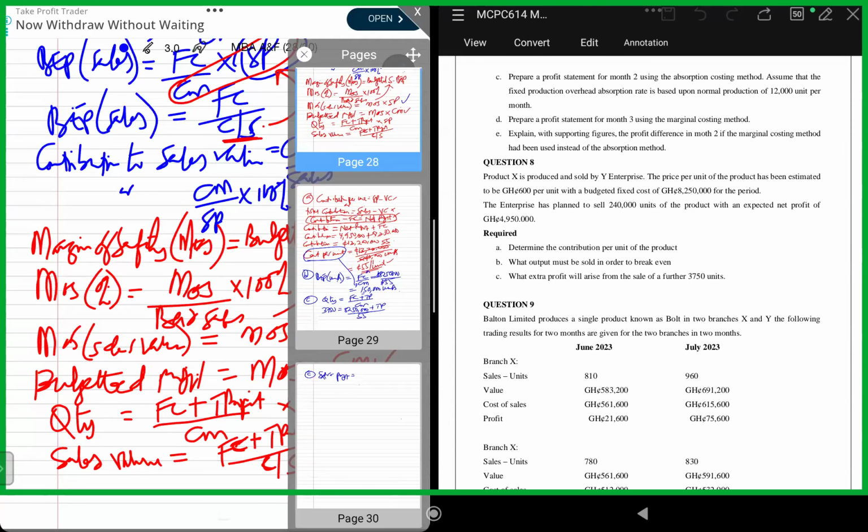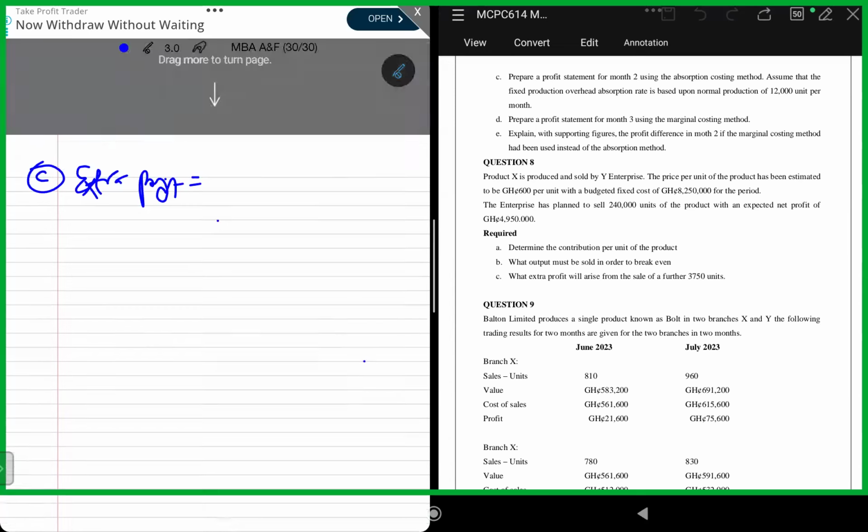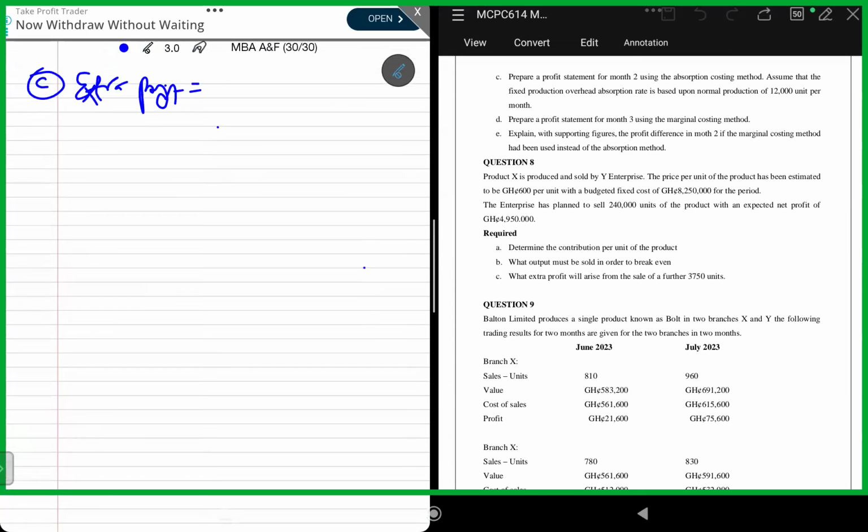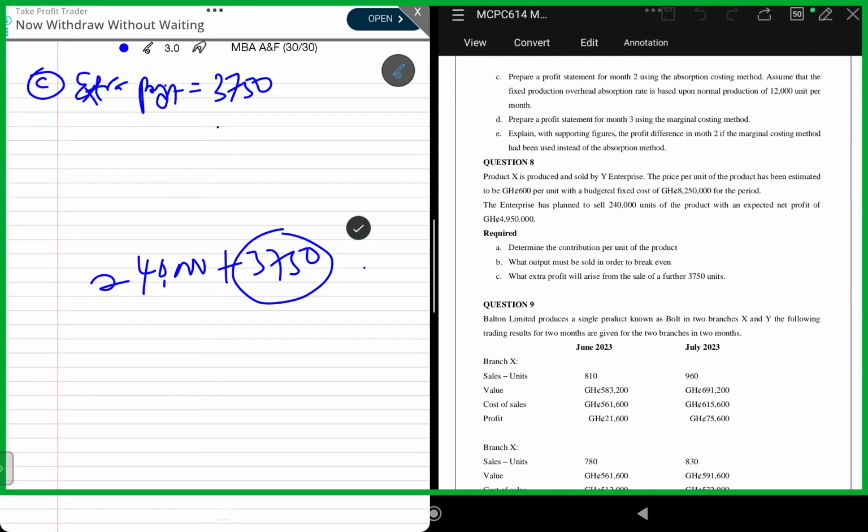No. Hold on. The question says, what extra profit will arise from the sale of a further 3750? So for the extra profit here, we'll just pick the extra sale of 3750. In other words, they are going to sell 240,000, and then they will sell an extra 3750. What profit will they earn on it? What extra profit will they earn? Simply, the extra profit is equal to 3750 times the contribution margin.